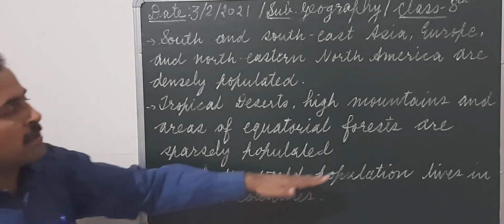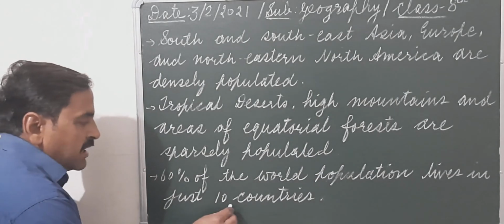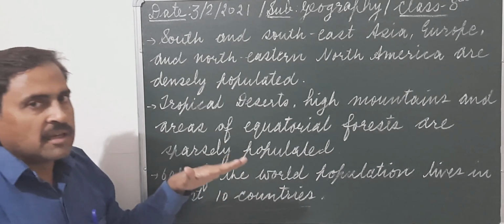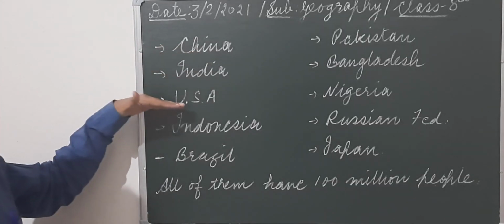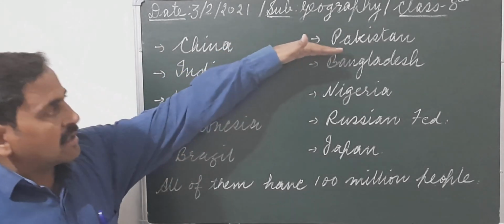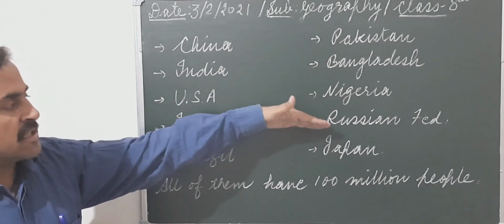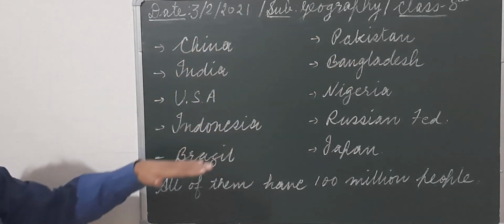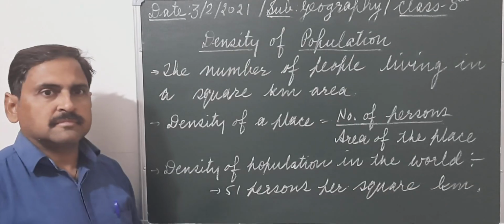60% of the world population lives in just 10 countries. These 10 countries are China, India, USA, Indonesia, Brazil, Pakistan, Bangladesh, Nigeria, Russian Federation, and Japan. All these countries have over 100 million people.